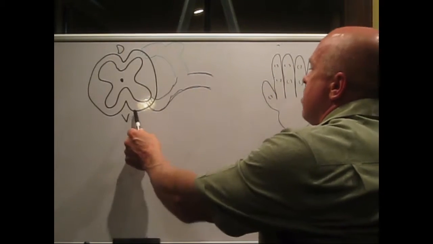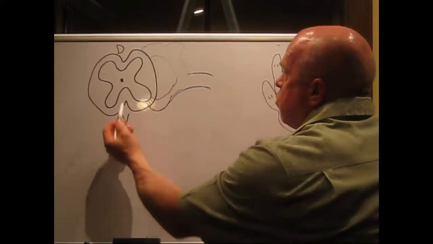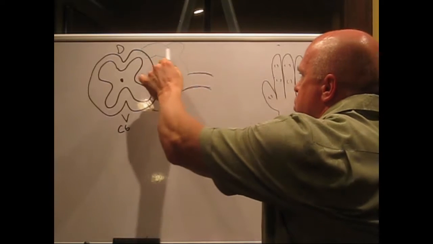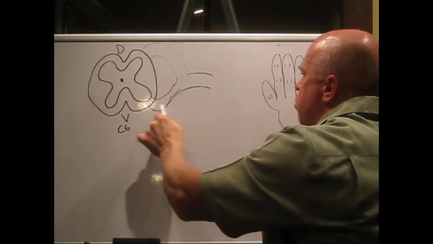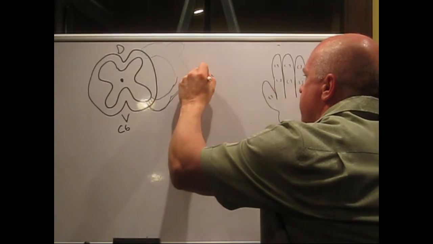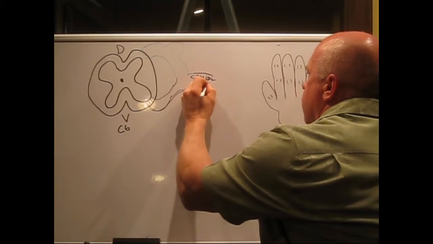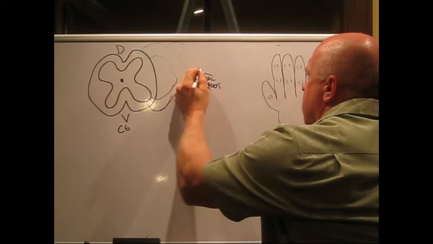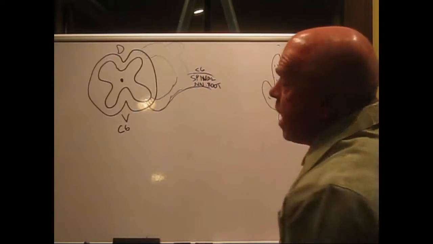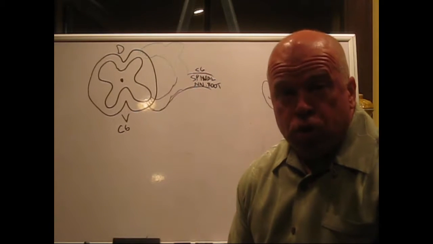So let's imagine that this is perhaps the C6 level of the spinal cord. This is ventral, this is dorsal. So here is the dorsal root. Here is the ventral root. Those come together and they form the spinal nerve root. Okay? So there's the spinal nerve root. We're going to call this the C6 spinal nerve root. Okay? Now, with regards to our sensory testing, we're testing the function of basically the dorsal root.